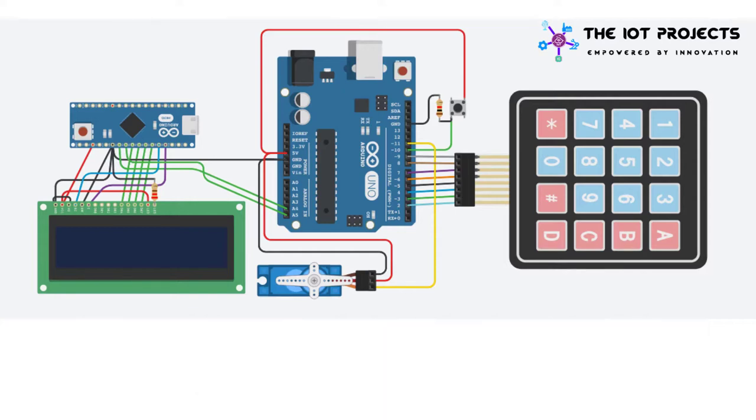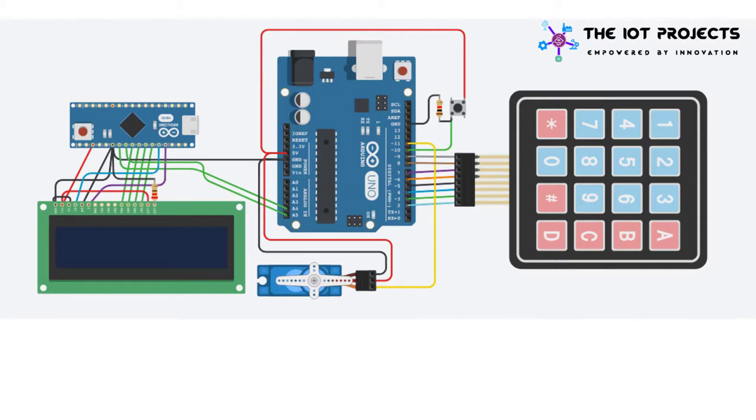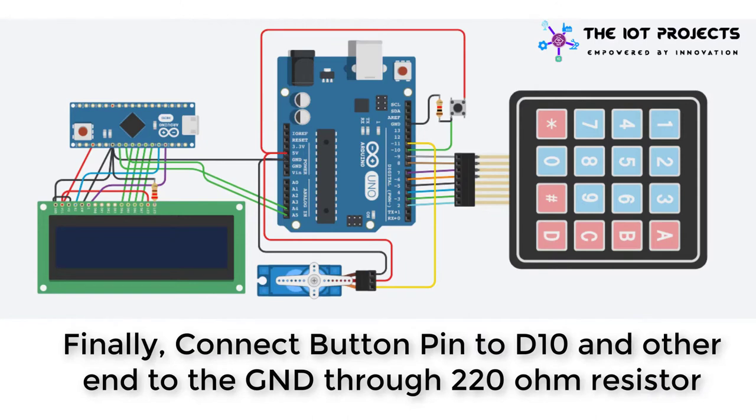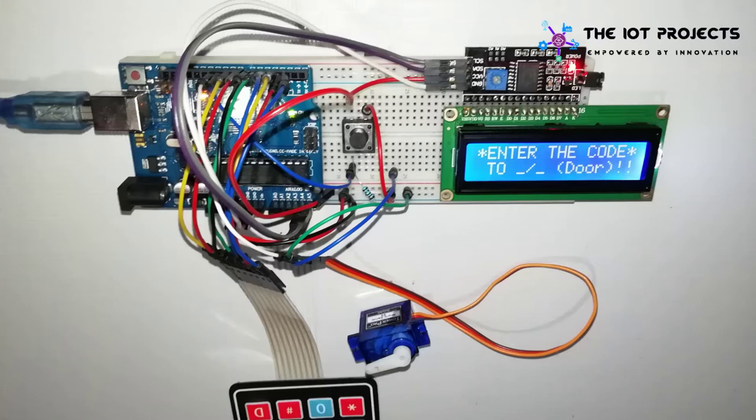Similarly, to interface I2C LCD, connect the VCC to the 5V and GND pin to the ground pin. Connect the SDA and SCL pin to analog pin number A4 and analog pin number A5 respectively. Connect the button 1 into the D10 pin of Arduino and the other opposite pin of the button to the ground pin through a 220 ohm resistor. Now let's understand the working system of this digital security lock system.